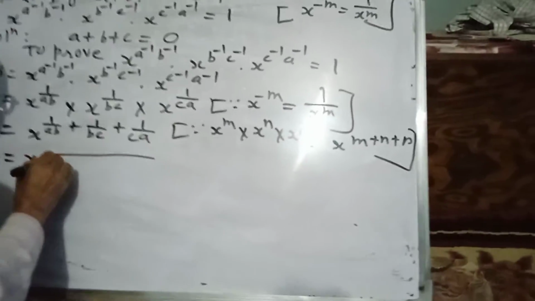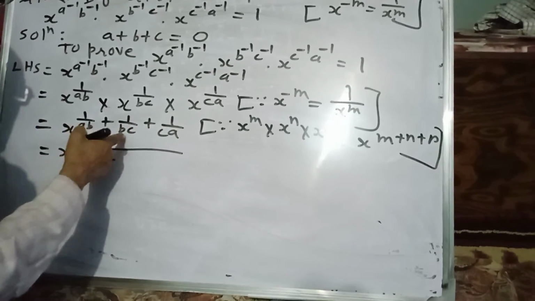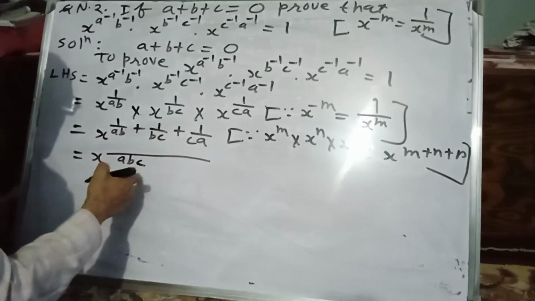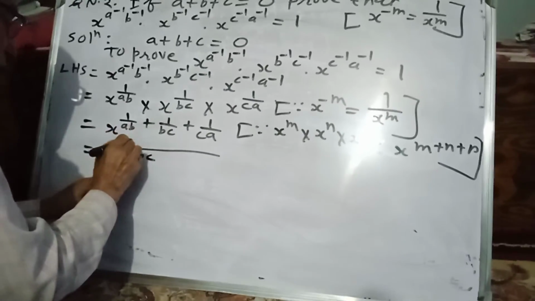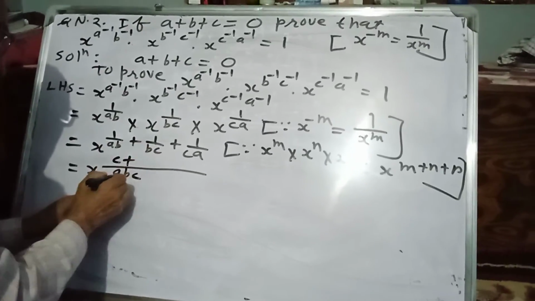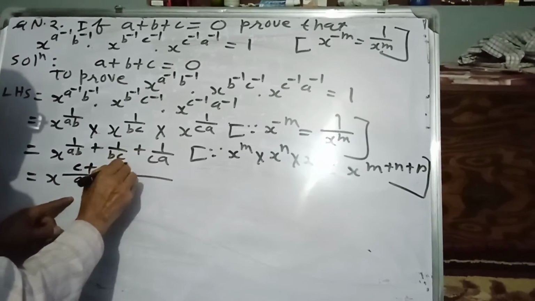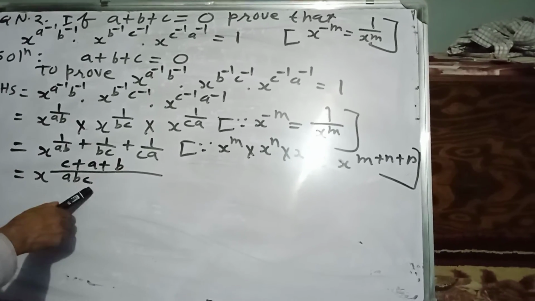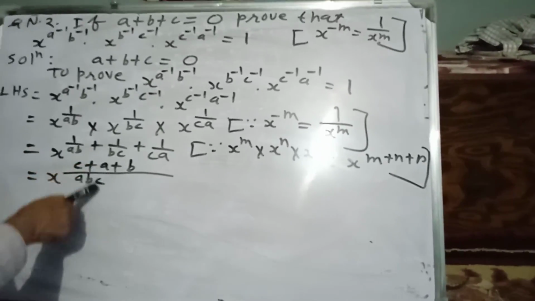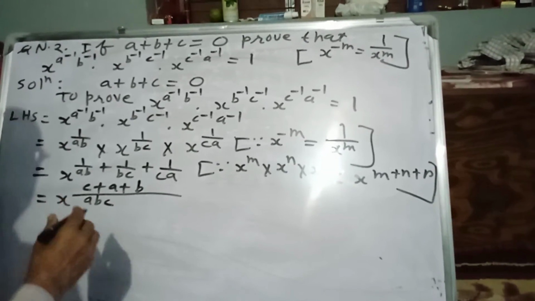The LCM of ab, bc, ca is abc. Divide abc by ab, c comes. Divide abc by bc, a comes. Divide abc by ca, b comes. When we divide abc by ab, c comes, write it on top; by bc, a comes, write it on top; by ca, b comes, write that b on top.